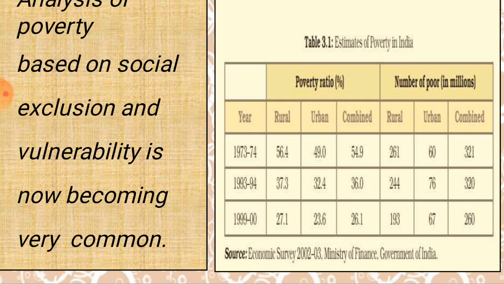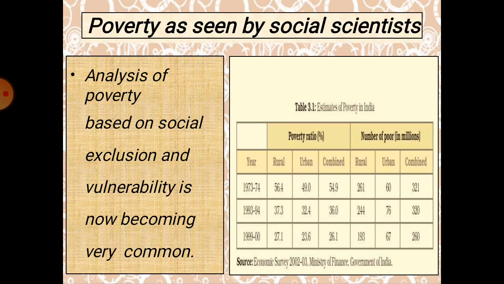But when it comes to the poorer section, you can find around 260 in rural areas and 60 in urban areas. Combined, you can find 321. Similarly, it keeps changing every year, and it is also getting reduced because of the social scientists who have included other indicators. This is the survey taken in the year 2002-3, by the government of India economic survey.